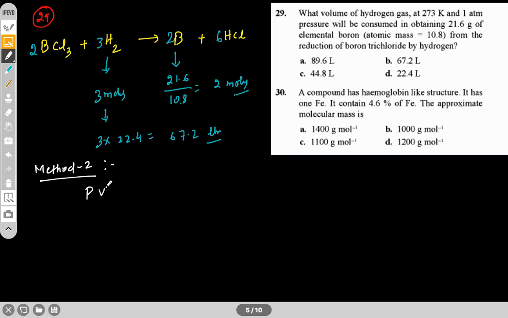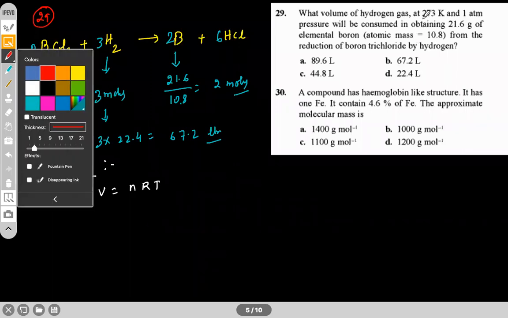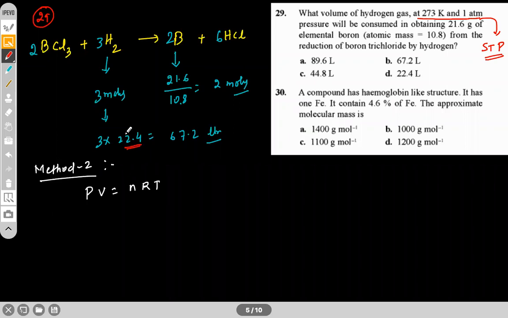We can use PV equals nRT. You can also solve it this way. In PV equals nRT, you have to substitute the pressure and temperature as 1 and 273 Kelvin because it is given. So the condition is given like this. And if you observe this, this is the condition of STP only. And that's why I have taken this volume, because this is the volume of 1 mole at STP.